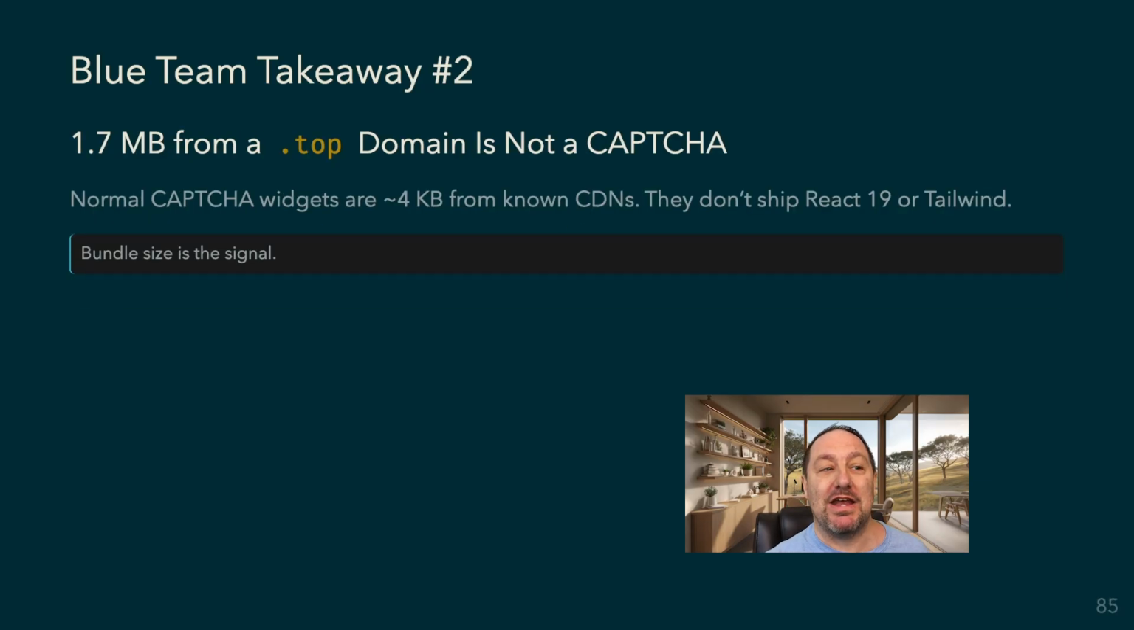Blue team takeaway number 2. 1.7 megabytes from a .top domain is not CAPTCHA. Normal CAPTCHA, according to the analysis that I read, was around 4 kilobytes from known CDNs. They typically don't ship these big React 19 applications. They don't typically include Tailwind CSS, and they don't typically range in the size of 1.7 megabytes.